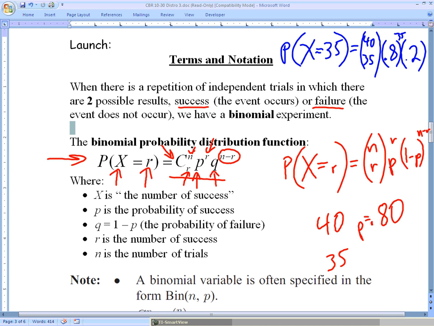Well, I had 40 students. I want 35 to pass. That means there's 5 left over who do not. And this would give me the probability that I would have 35 of my 40 students pass. And that is an example of a binomial distribution.